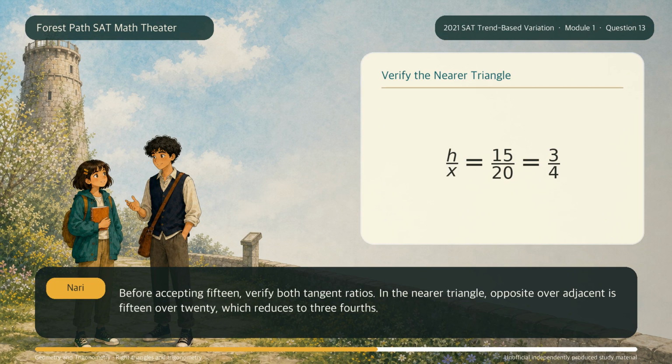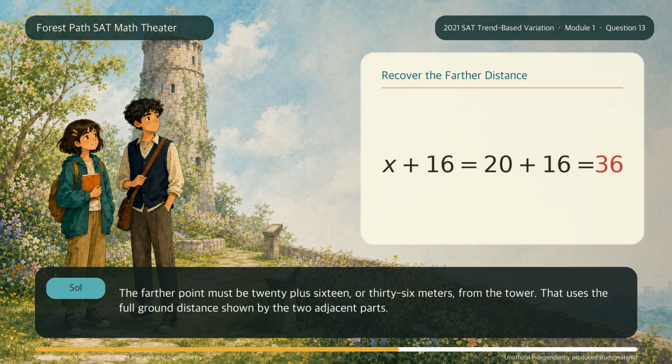Before accepting 15, verify both tangent ratios. In the nearer triangle, opposite over adjacent is 15 over 20, which reduces to 3/4. The farther point must be 20 plus 16, or 36 meters, from the tower. That uses the full ground distance shown by the 2 adjacent parts.